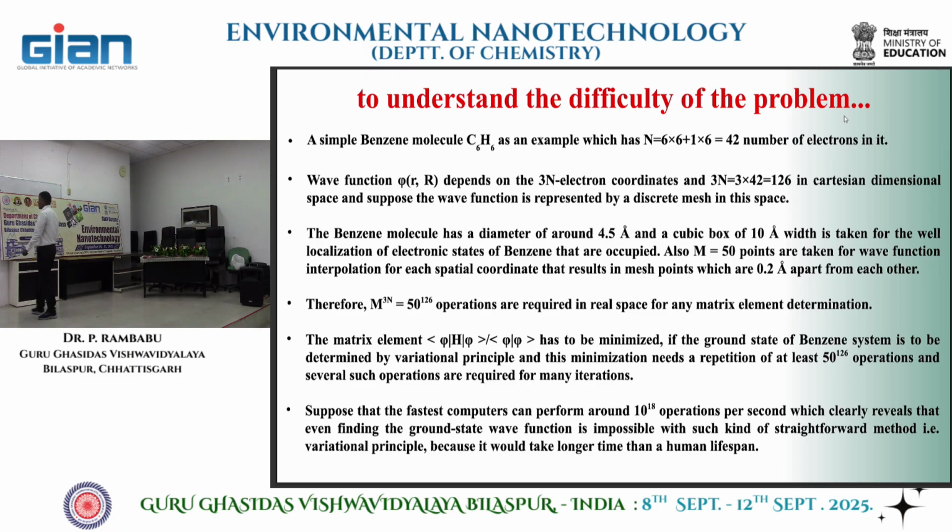For that purpose, I take a cubic box of 10 angstroms and I keep this benzene molecule in the cubic box, and in all 3 directions, for the discretization, I take 50 points in the Cartesian space, 50, 50 and 50 in 3 dimensions. So, if I take it like that, how many operations do I need? I need m power 3n. m power 3n operations are required for one iteration.